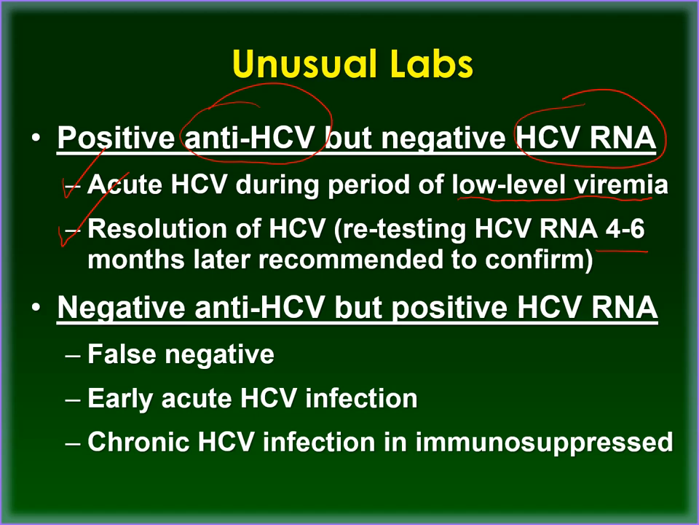Okay. Now, you can also have a negative anti-HCV but positive HCV RNA. This usually happens in patients with chronic hep C infection who happen to be immunosuppressed or immunocompromised. So if you are immunocompromised, you are not able to mount any antibodies. So even if you're infected, you have HCV RNA, the anti-HCV is negative. But in some cases, it can also be a false negative result. So the lab made a mistake, or in patients with very early acute infection.